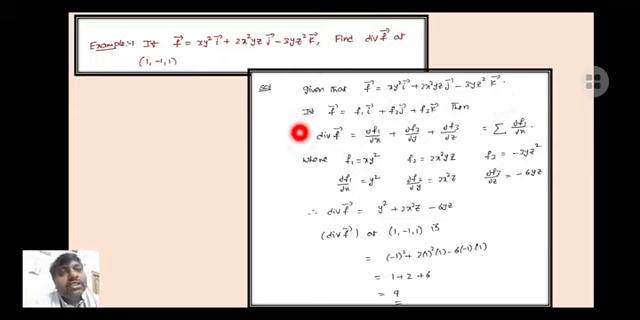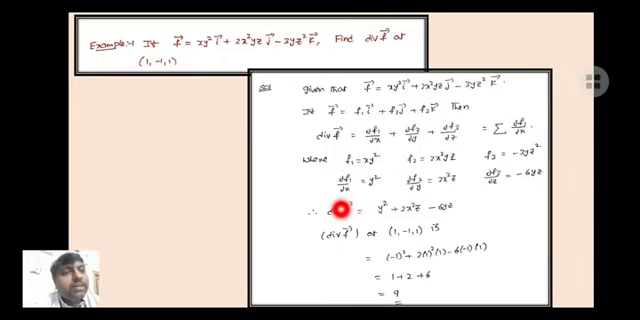Now I am writing the definition of divergence. If f bar is equal to f1 i bar plus f2 j bar plus f3 k bar, then from the previous theorem, div f bar is enough to write in the form of dou f1 by dou x plus dou f2 by dou y plus dou f3 by dou z, where f1 is equal to xy square, f2 is equal to 2x square yz, f3 is equal to minus 3yz square. These are all the coefficients of i bar, j bar, k bar.